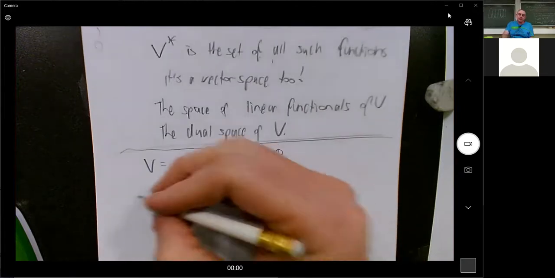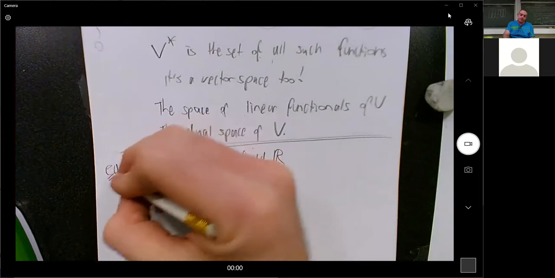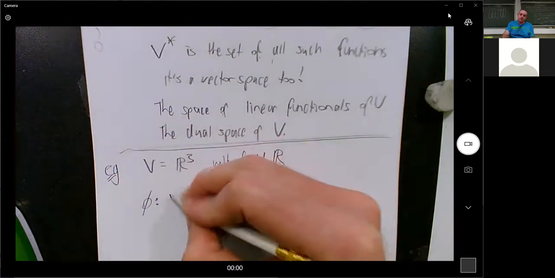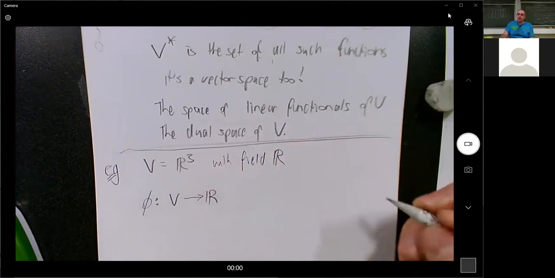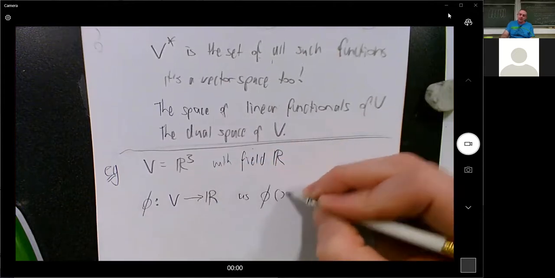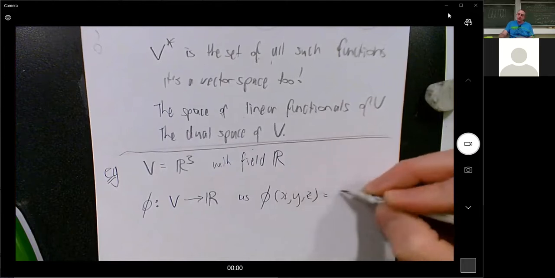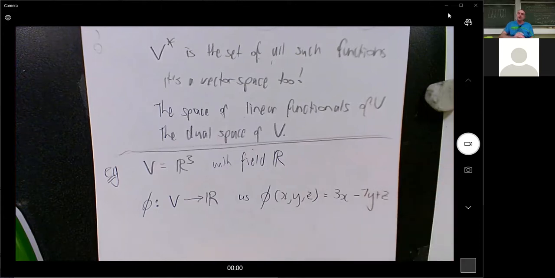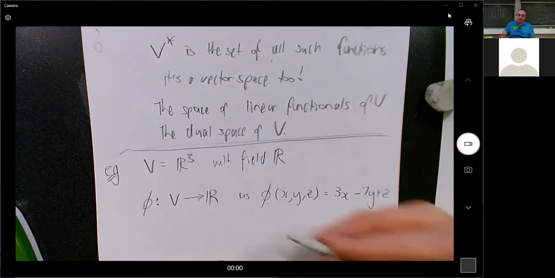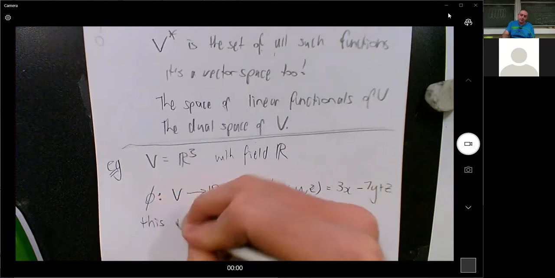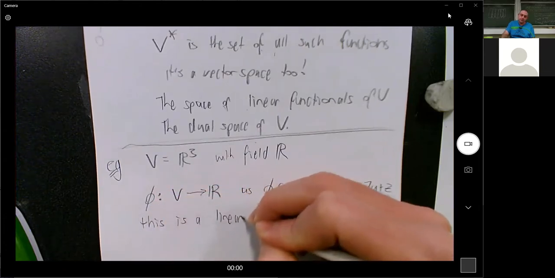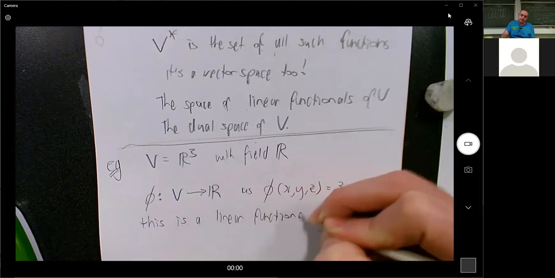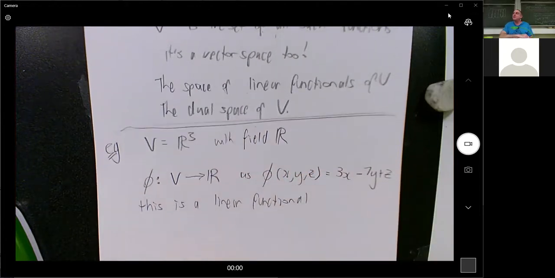And I could define, for example, phi sends V to R as phi of the number x, y, z is 3x minus 7y plus z, for example. This is a linear function. Do you believe that this is a linear functional?